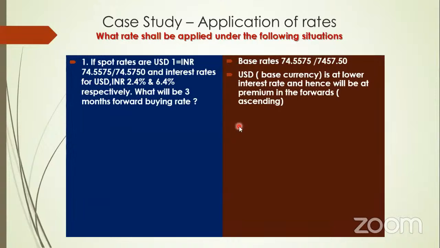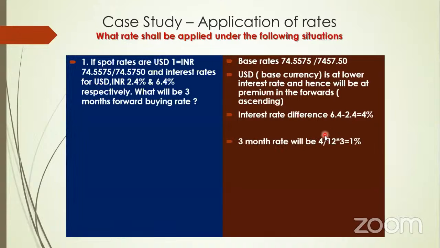Understood or not? Now to calculate, now dollar is lower interest rate, so it will be in premium. Okay, versus INR. So interest rate difference 4%. Next step. First step note down. Second step, find out the interest rate difference because it will help you to calculate the forward margins. Okay, 4% per annum. Now for 3 months, what will it be? 4 divided by 12 per month into 3. So that will become 1%. Agreed. Now 1%, just take your calculator, key in 74.55, 75, all of you.